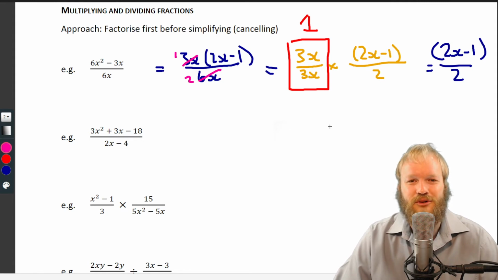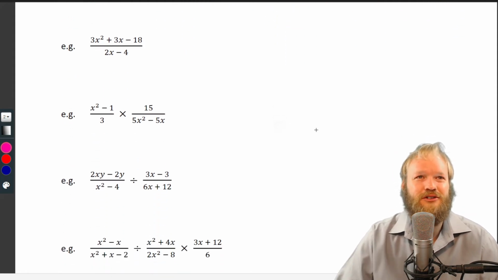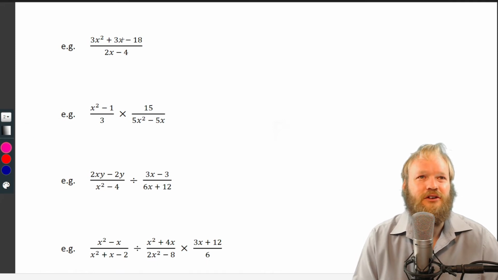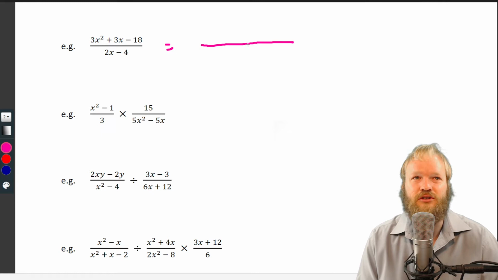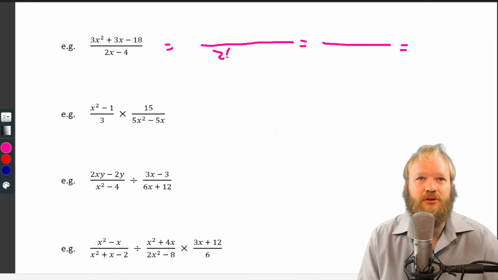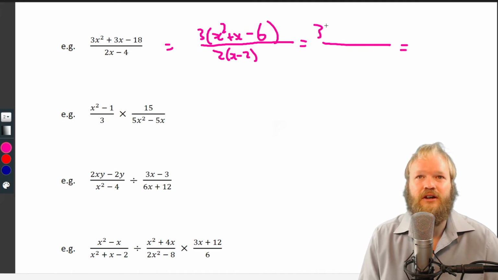Rock on, example 2. Cool. We've got 3x squared plus 3x minus 18 over 2x minus 4. Again, our strategy is quite similar. Let's factorize, and it looks like we're going to have to do this numerator in 2 goes. The denominator was easy: 2 times x minus 2. Numerator, common factor 3: 3 times x squared plus x minus, not 18, come on, minus 6. That looks like a trinomial.